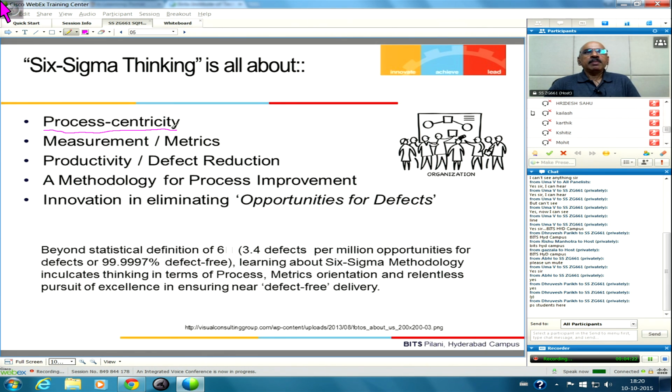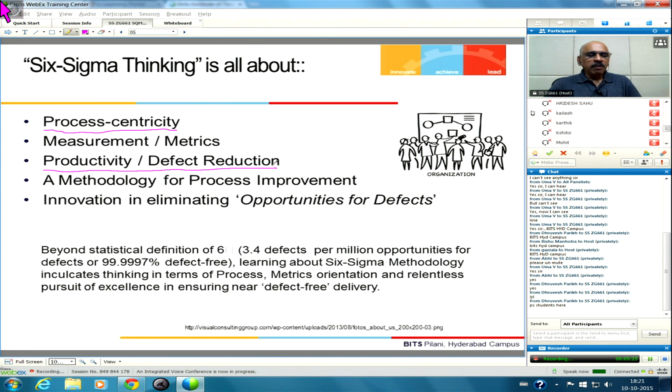Then about measurement. We know business is all about management. There cannot be management without measurement. Then about productivity and defect reduction. How to reduce defects in a process. And then about methodology. How do we improve the productivity or reduce defects in a process using a structured methodology. And finally, the role of innovation in redesigning or re-engineering the process so that the opportunities for defects do not exist in the process. So that is all about philosophy. These are the things we are going to focus on today.